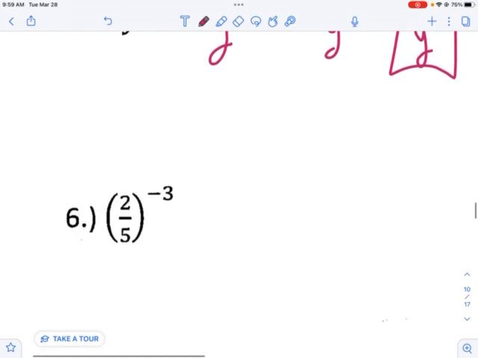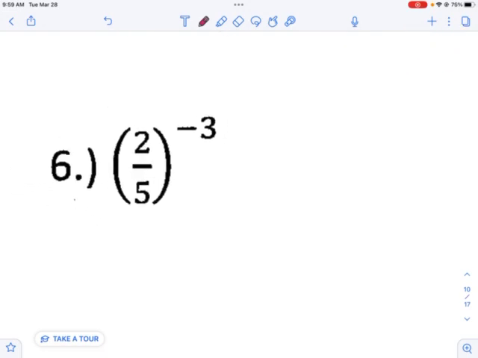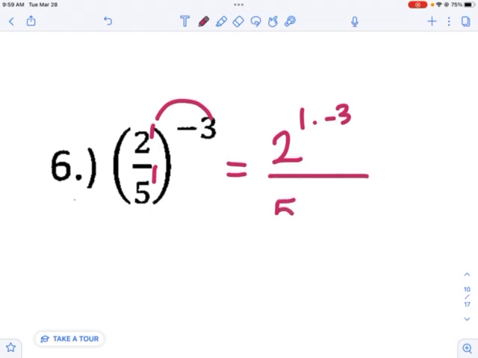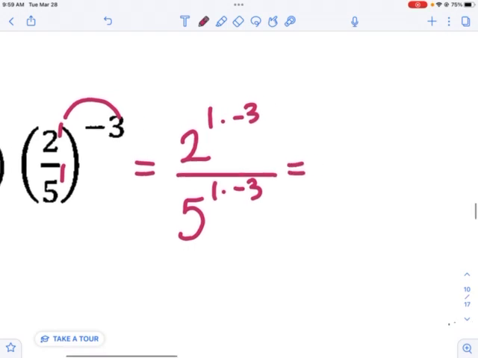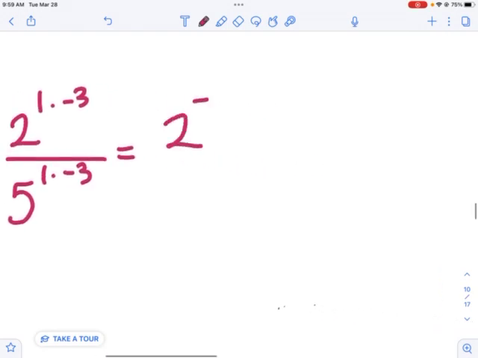Let's look here at number 6. I'm going to put in those imaginary or invisible exponents of 1. They're not imaginary, they're there, just not written. And so I should have, let's say, 2 to the 1 times negative 3 over 5 to the 1 times negative 3. Okay, so I should have 2 to the negative third over 5 to the negative third.